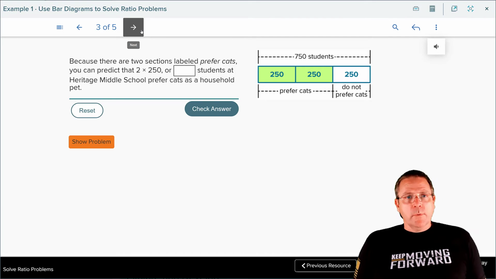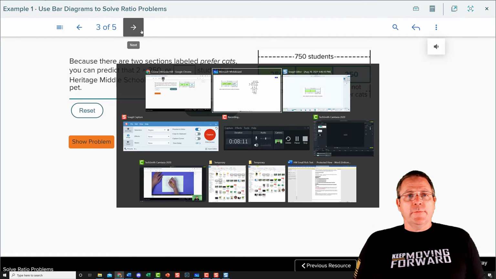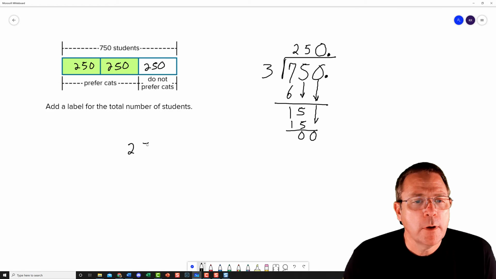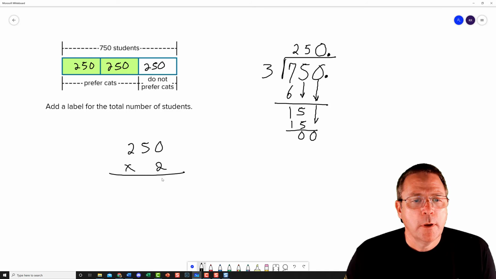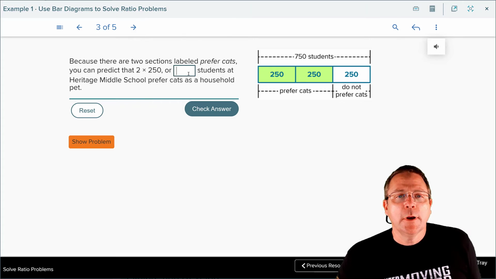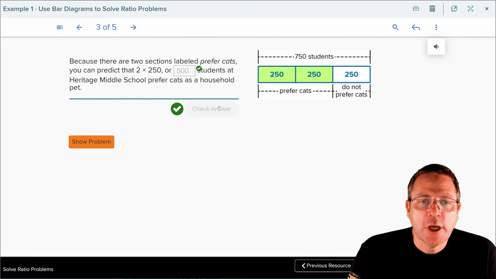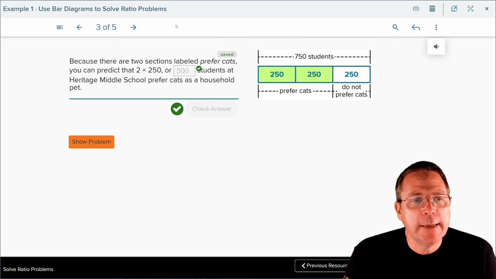Alright, so what are we going to do? We've got 250 times 2. We're going to go back to our screen over here and do 250 times 2. When we do that, 2 times 0 is 0. 2 times 5 is 10. Carry the 1. 2 times 2 is 4, plus 1 is 5. So the answer we need to put in our box here is going to be 500. Check that answer, and we did well.